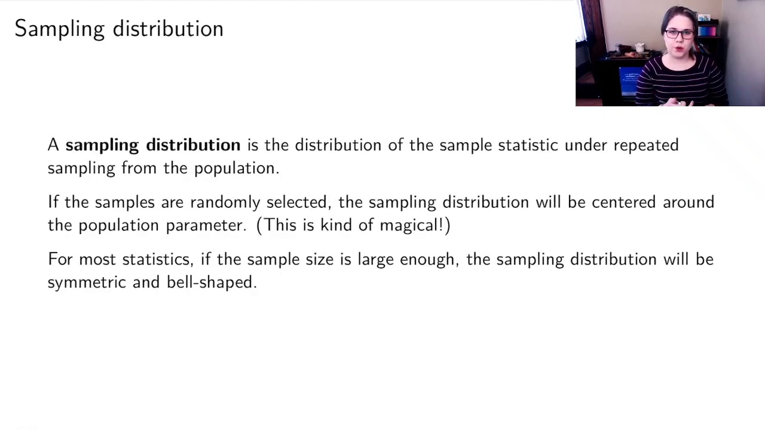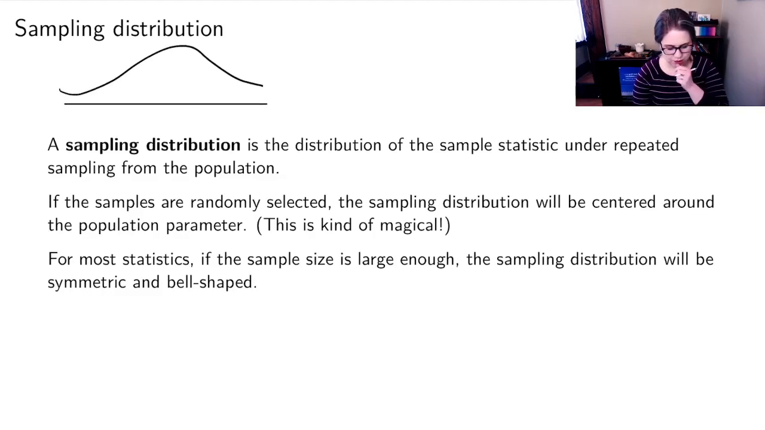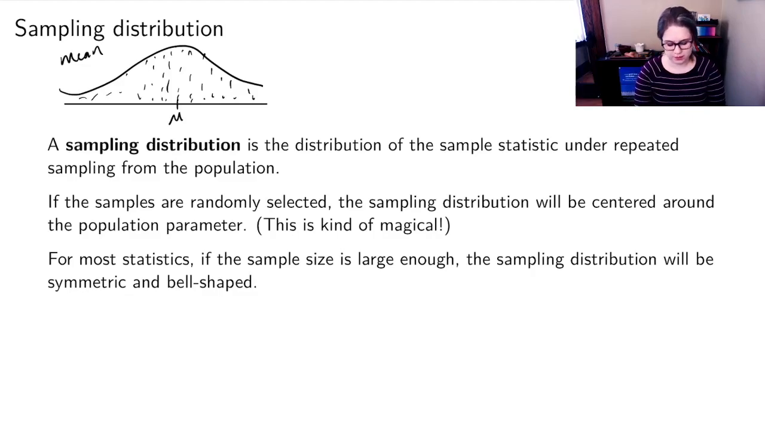If we could, we would build this thing called a sampling distribution. And the sampling distribution is the distribution of the sample statistic under repeated sampling from the population. So if all of your samples are randomly selected, the sampling distribution is going to be centered around your population parameter. For example, if we were making a sampling distribution about means, we would have many different data points in here that would all be different X bars, different samples, but the distribution would be centered around mu, the true mean.